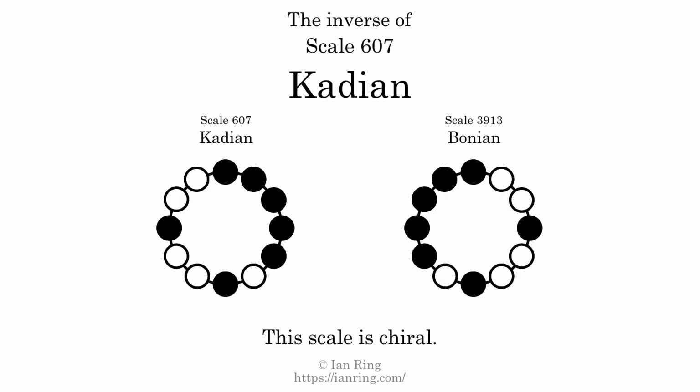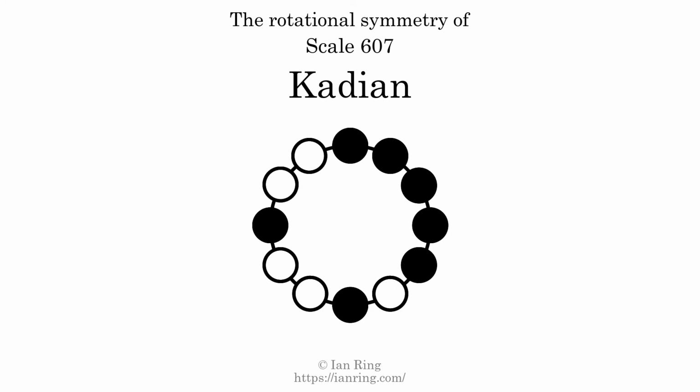The inverse of a scale is a mirror image. It is what you get when the sequence of intervals is reversed. The inverse of this scale is scale 3913, also known as Bonian. This scale is chiral. It cannot transform into its inverse by rotational transformation. This scale has no rotational symmetry.